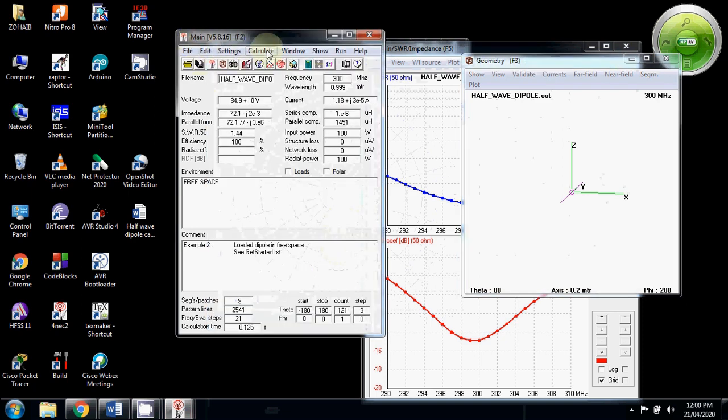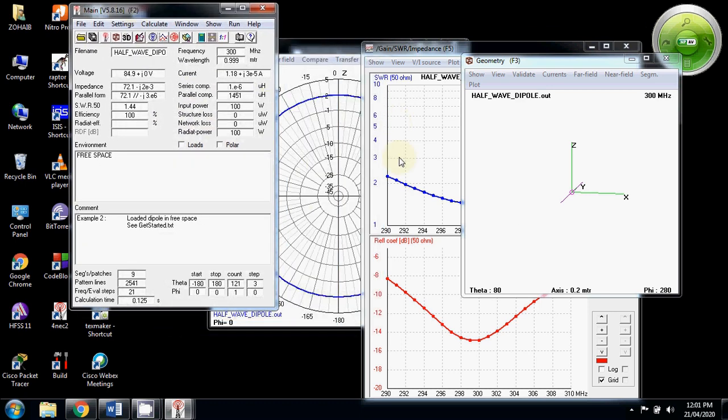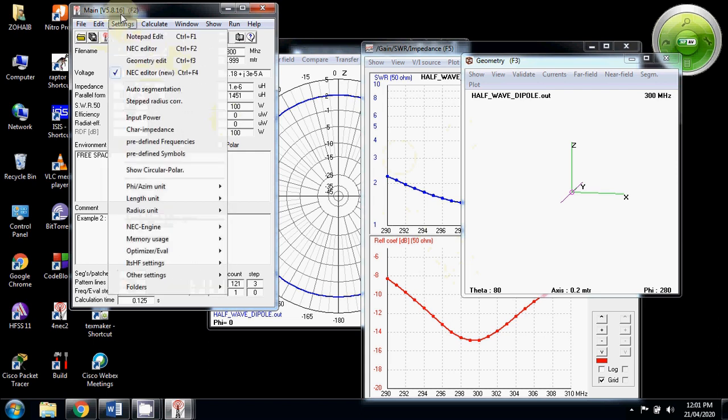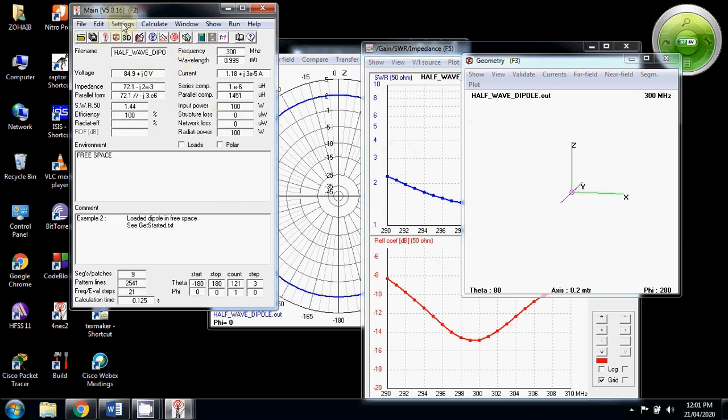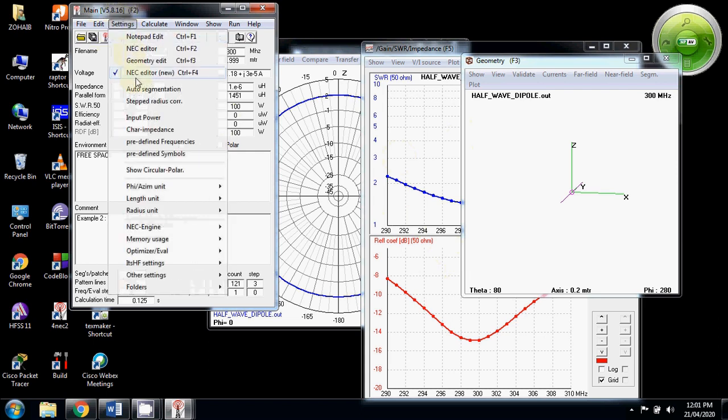Whenever you open 4NEC2, it will just open the last edited antenna design that you were making. So it has opened something, too many windows here, so not to worry about it. Just whenever this main file gets opened, click on settings. Make sure that you have selected NEC editor new.